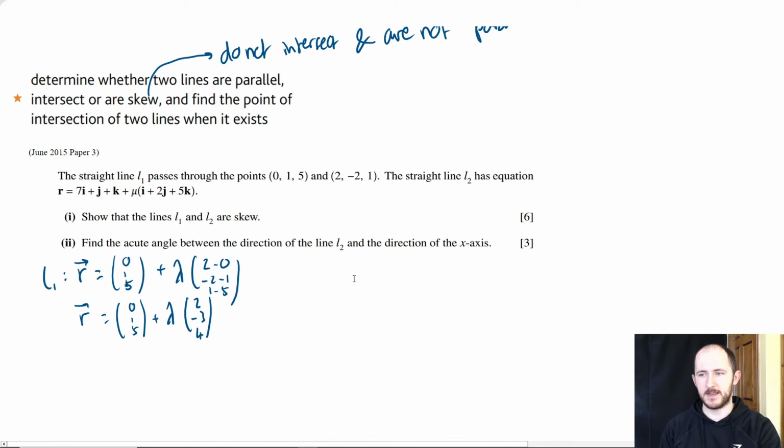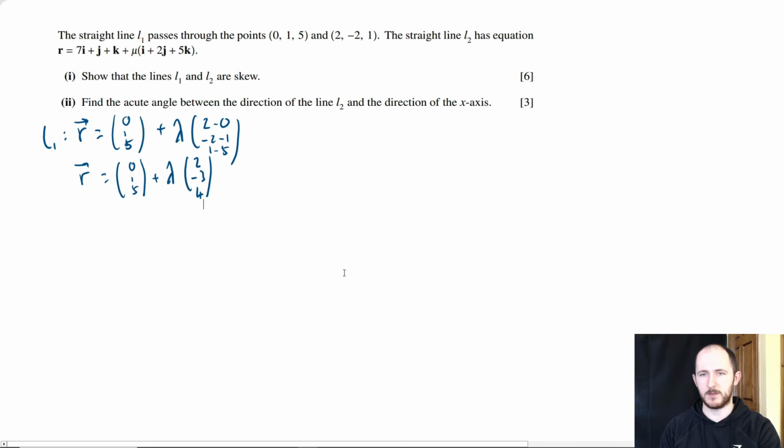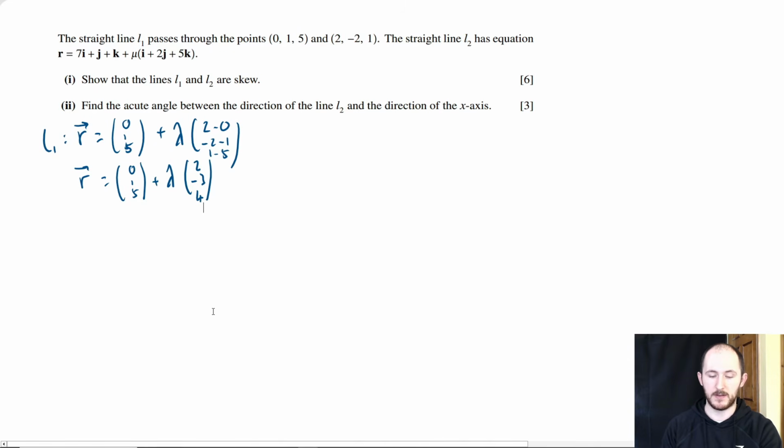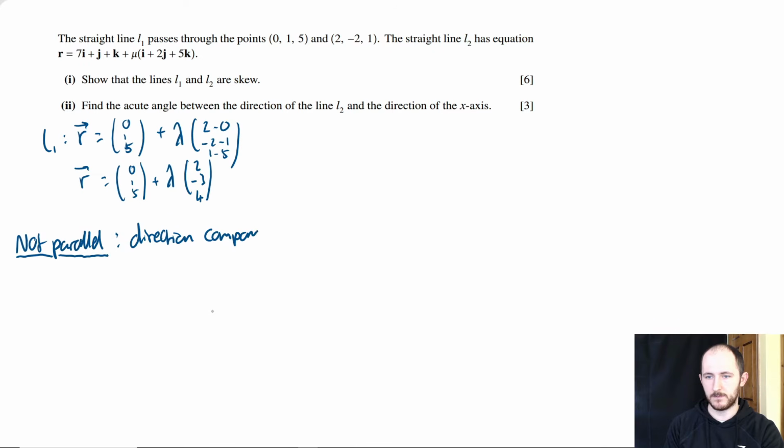So now I'm going to separate this into two separate bits. So we're going to start with parallel. So to prove that they're not parallel, this is a 6-mark answer, and I promise you this is a beefy question. It means that the direction components are not multiples of each other.